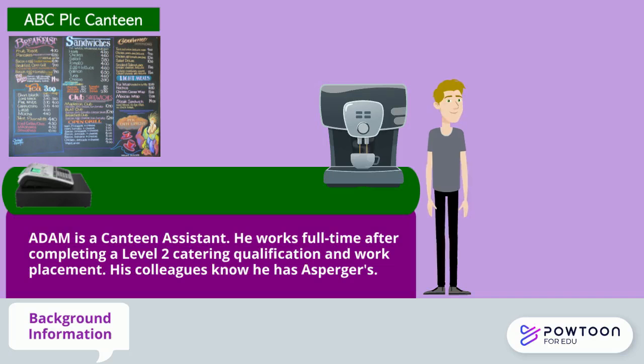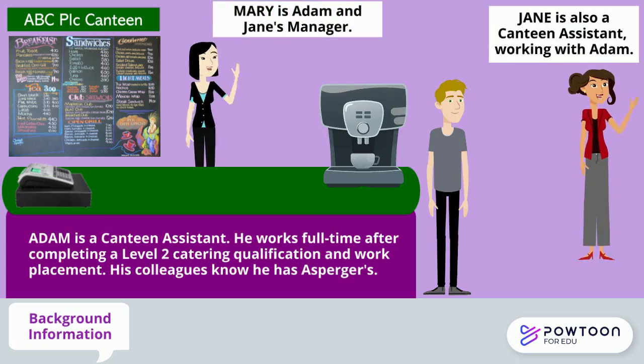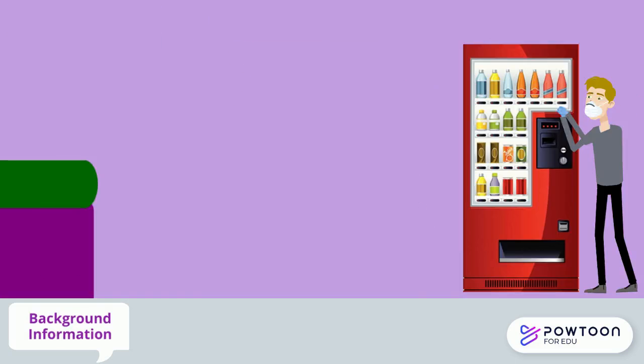Adam is a canteen assistant. He works full-time after completing a Level 2 catering qualification and work placement. His colleagues know he has Asperger's. Jane is also a canteen assistant, working with Adam. Mary is Adam and Jane's manager.